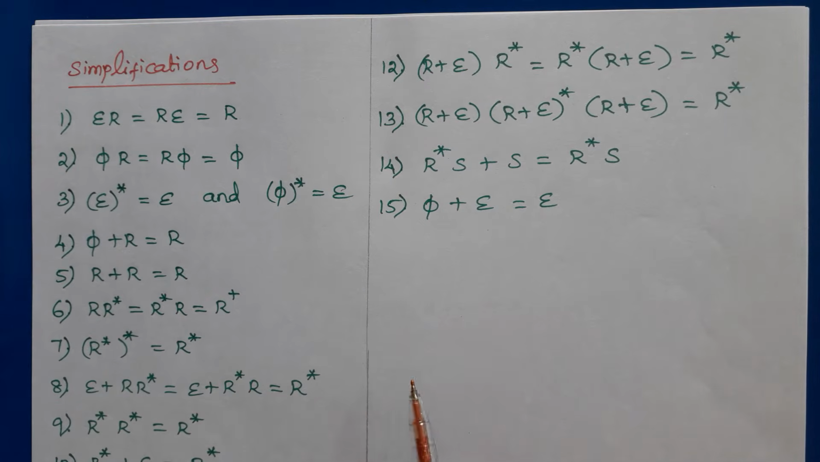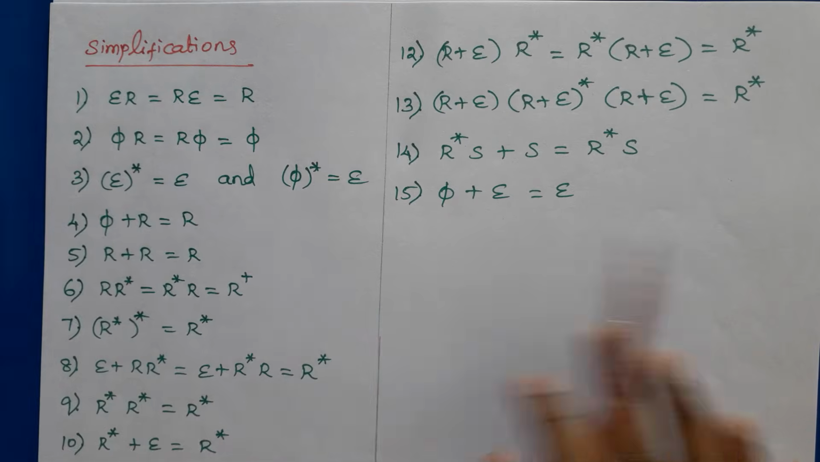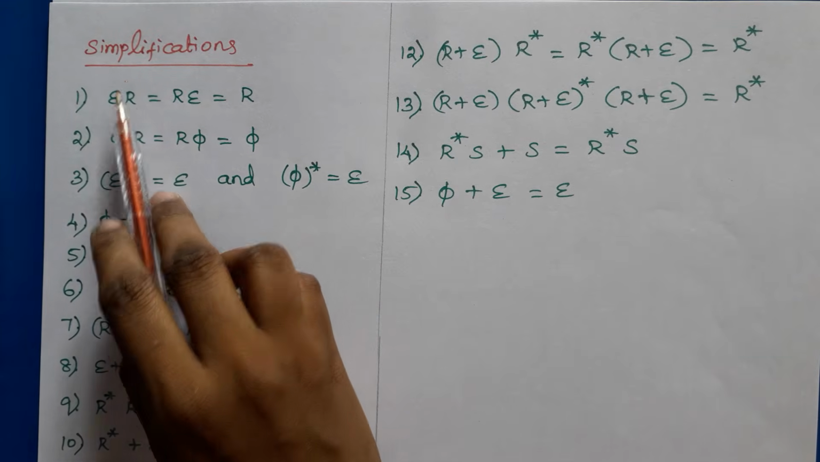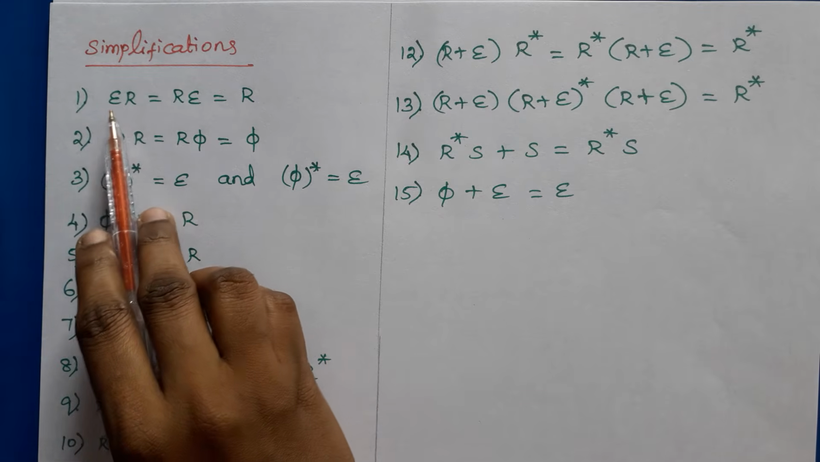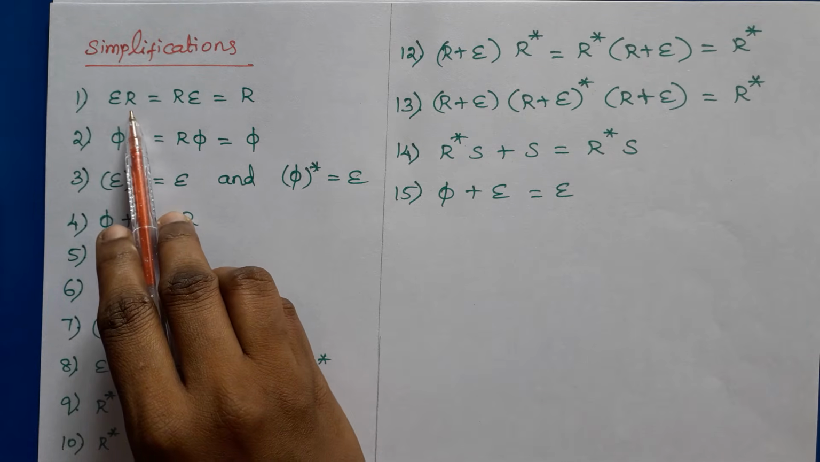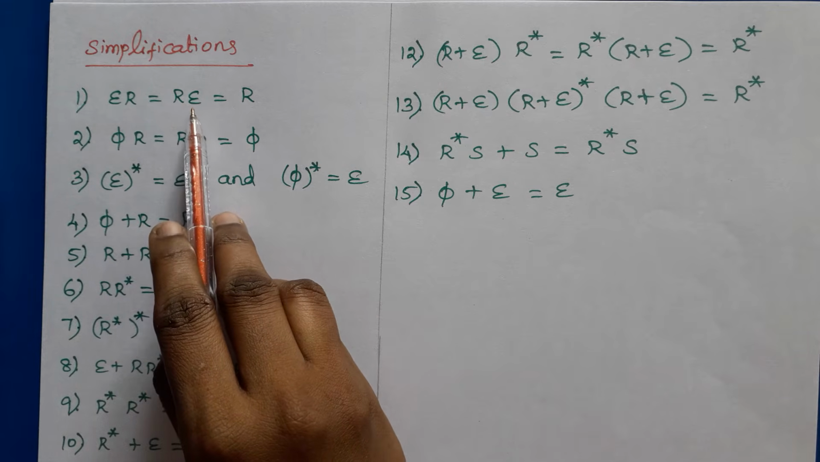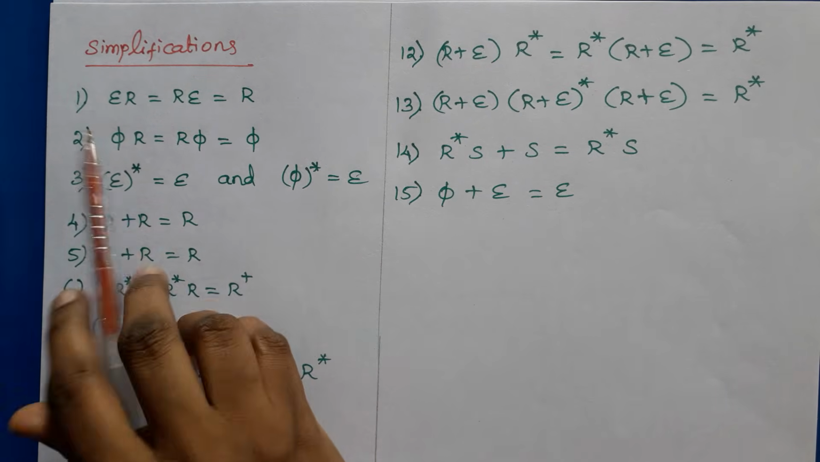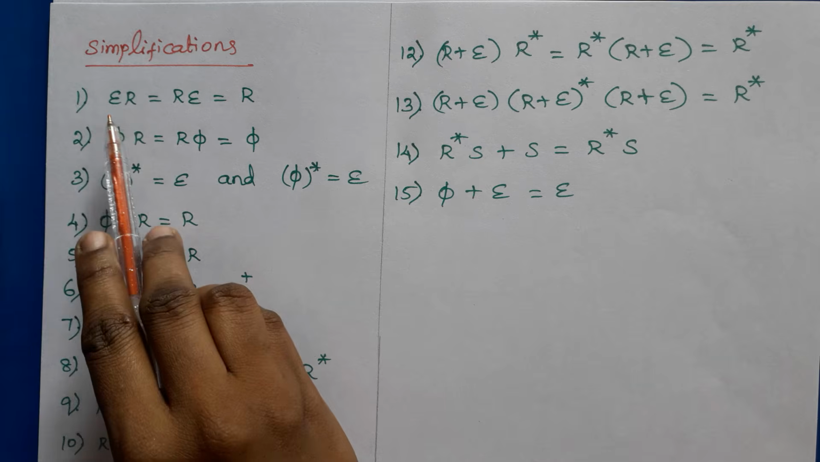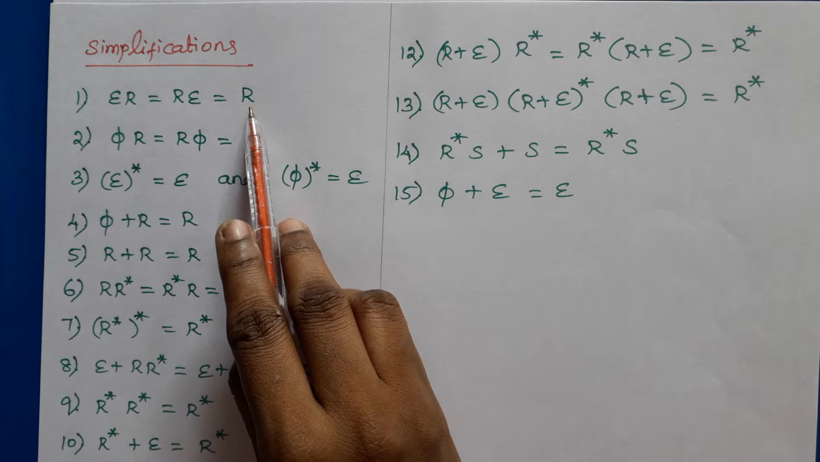Before going to see an example for the conversion of DFA to regular expression, we should know about some simplifications. These are all the simplifications of regular expressions. The first one is that epsilon concatenated with any regular expression, or a regular expression concatenated with epsilon, gives the same regular expression, because epsilon is an identity element during concatenation.